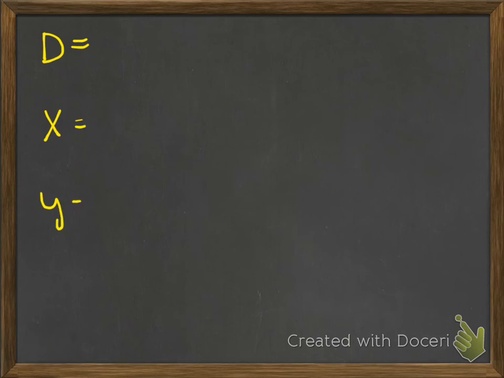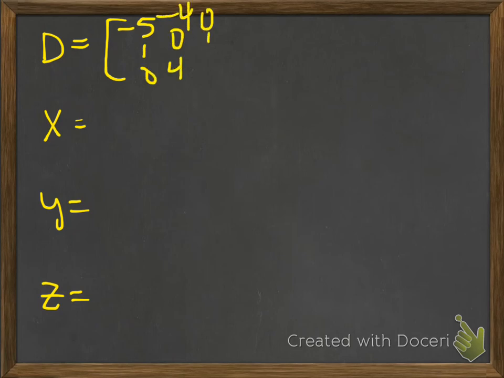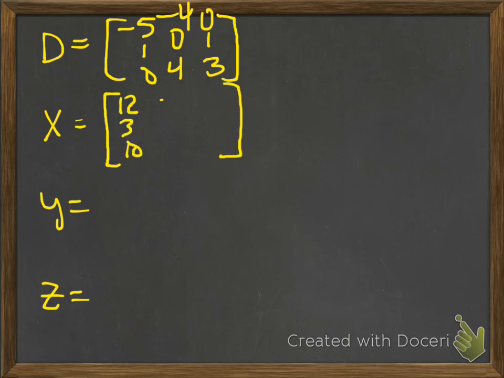Okay, so let me do this again. Let's say the D, x, y, and z matrices. And again, it's just those D matrices. I'll let it play again. You can see how we're putting the answers in place of the x column, then the y column, and then the z column.